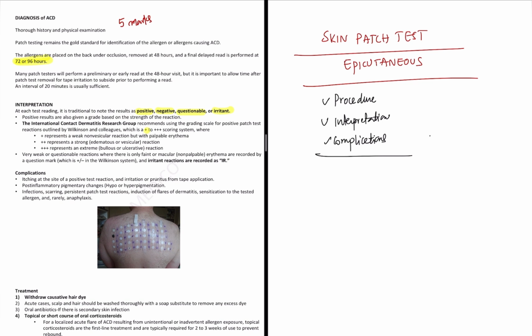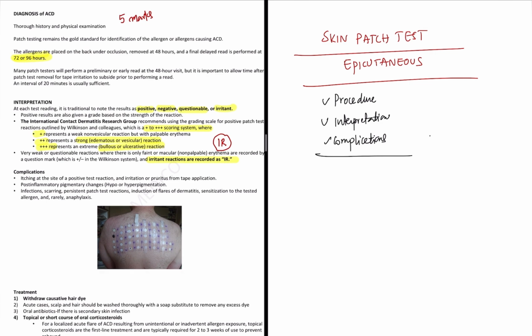So you have a scoring system from +1 to +3. +1 is a weak non-vesicular response. 2+ represents a strong vesicular reaction. 3+ represents any bullous or ulcerative lesion. Irritant we mention as IR. So there is no vesiculation, just irritation, where burning sensation is more prominent than itching.